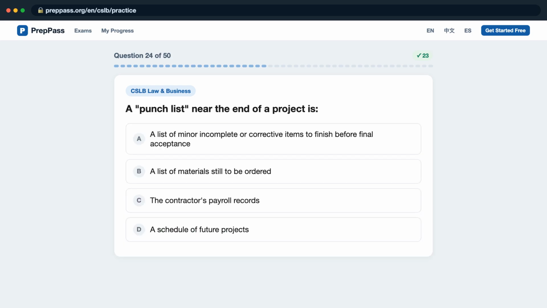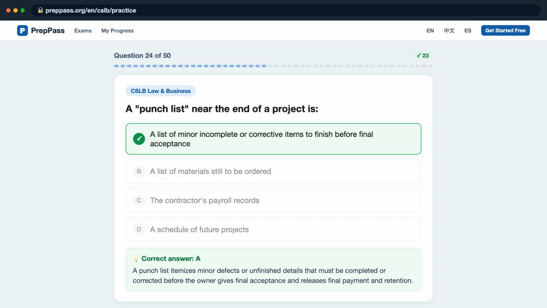Question 24. A punch list near the end of a project is: A. A list of minor incomplete or corrective items to finish before final acceptance? B. A list of materials still to be ordered. C. The contractor's payroll records. D. A schedule of future projects? The correct answer is A. A punch list itemizes minor defects or unfinished details that must be completed or corrected before the owner gives final acceptance and releases final payment and retention.